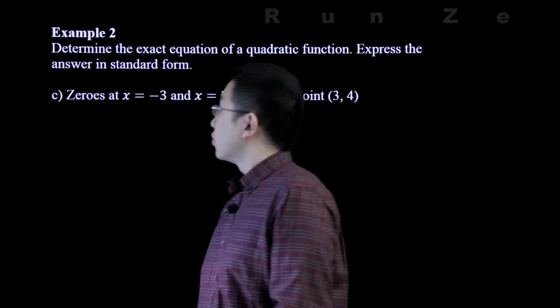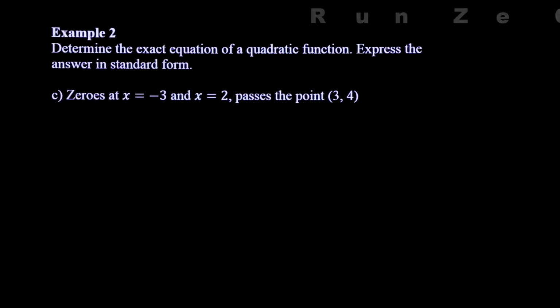Now, example 2. We have to determine the exact equation of a quadratic function. Express the answer in standard form. What is standard form again? Ax squared plus bx plus c equals 0. Yes? Or equals f of x, depending on the case.